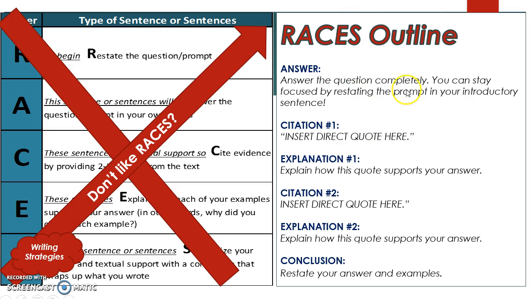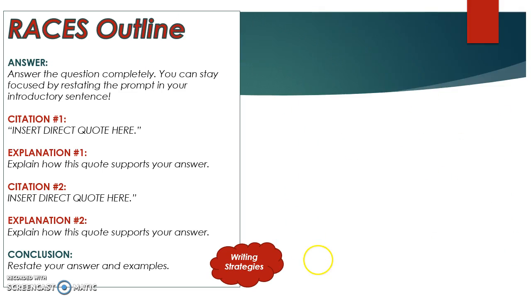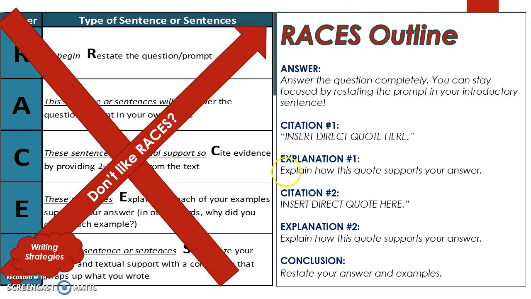You came up with your answer somehow. Something in the text gave you that idea. That's where the citations come in. That's where you find an example that says, okay, this is why I'm right. Here's an example that shows why I'm right, and then explain to your reader how you made the connection between the text and your answer. Do it at least one more time with a second citation and a second explanation. Finally, you want to restate your answer and examples, wrap it all up really briefly and very quickly.